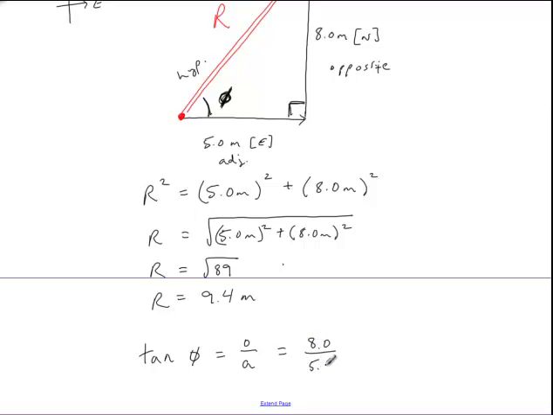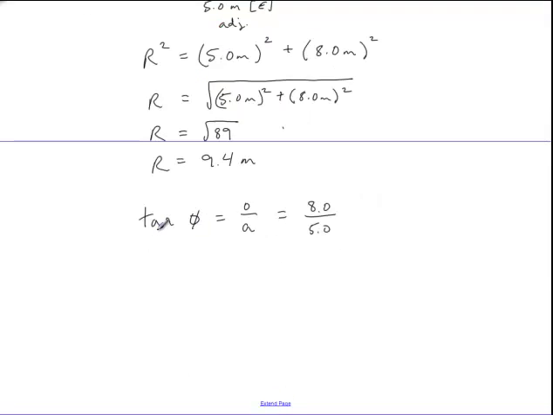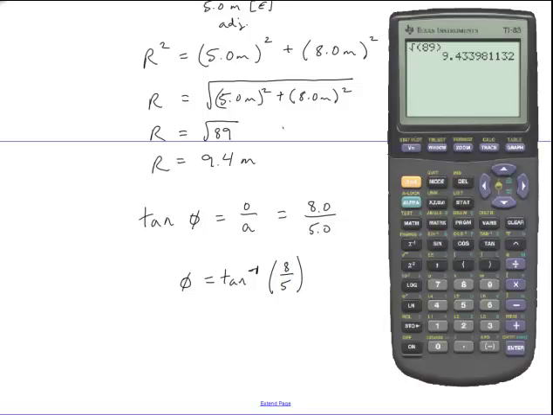which is 8.0 over 5.0. Now, how do you solve for the angle? I don't want to know what tan of the angle is, I want the angle. Well, remember that if you have tan theta, theta equals tan inverse of 8 over 5. So we can get our calculator again, and we'll do tan inverse of 8 over 5. So that's this button here, tan inverse 8 divided by 5. Remember to close that bracket if you're using this TI-83.